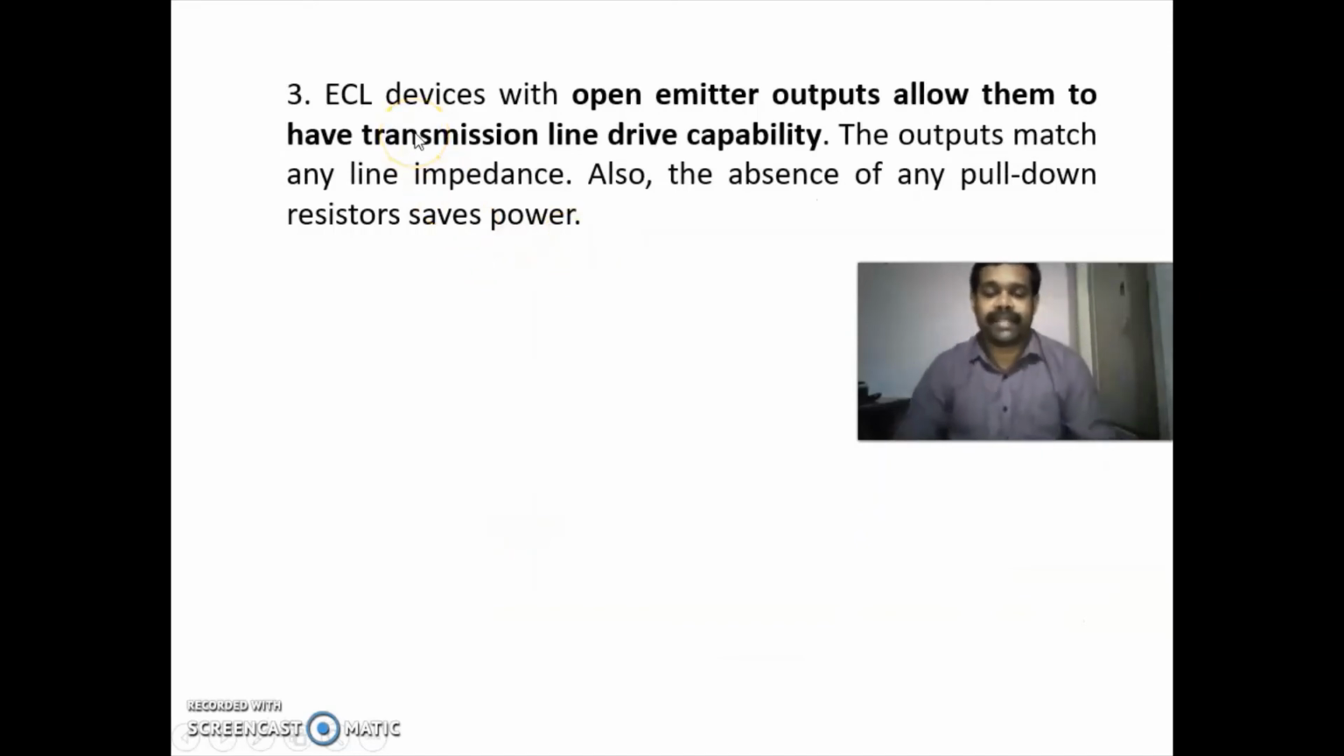ECL devices with open emitter outputs allow them to have transmission line drive capability. The output can match any line impedance. Also, the absence of pull down resistor saves power. So in this ECL, with the open emitter outputs, the output can match any line impedance. So it allows transmission line drive capability.